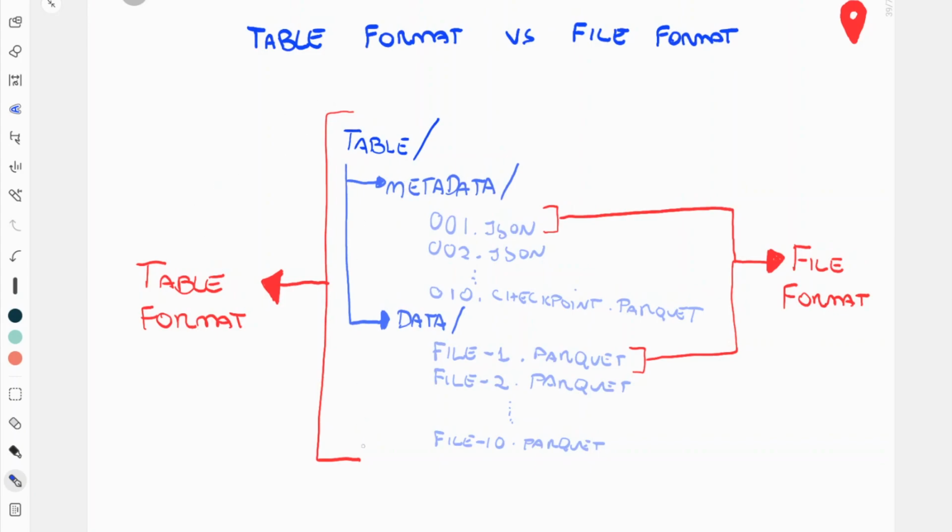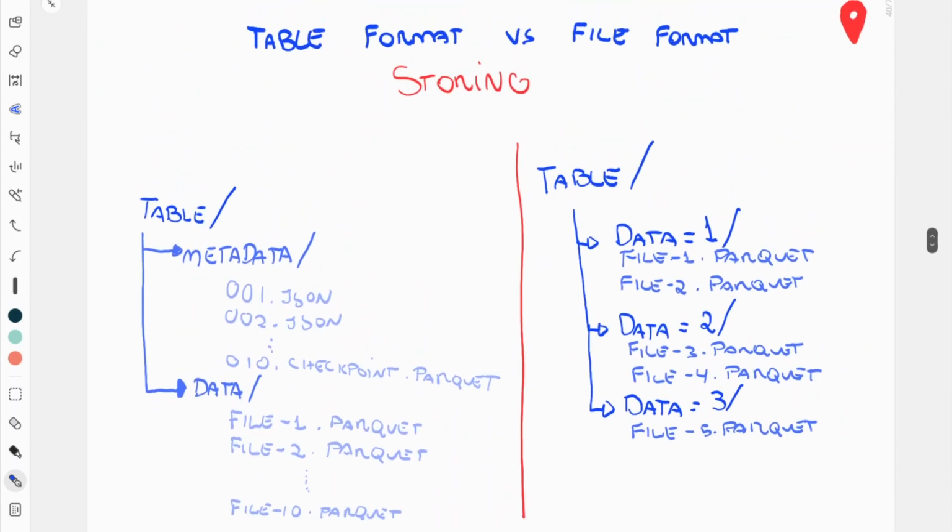The table format has it all, right? All of this consists of the table format, the metadata and the data, and the file format is each one of these files. So here you have two kinds of file formats, a JSON and a Parquet, but each one of them is a file format. And you have differences in storing the data between table format and file format. Here you have the table format as I have already gone through, with the metadata and the data, stored on different partitions and so on.